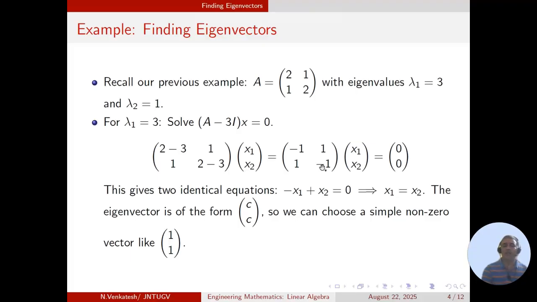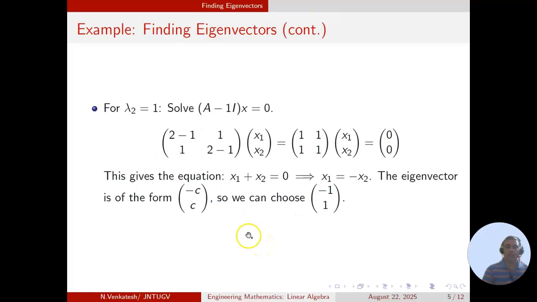That means the rank of A is the same as the rank of the augmented matrix, and it is less than 2. So we have infinite solutions. In fact, we get only one equation, that is, minus x1 plus x2 equal to 0. There are two identical equations. So x1 equal to x2. There are infinite solutions, all of the form c, c. And any non-zero c you can choose, either 1, 1, 2, 2, 3, 3, and so on.